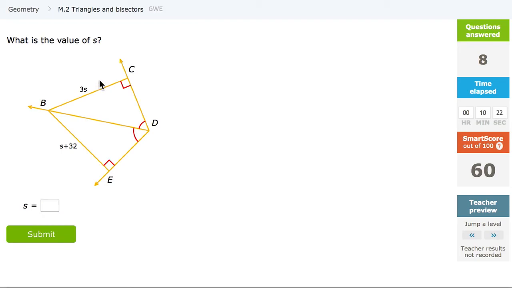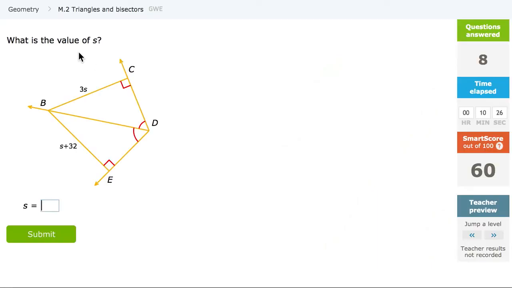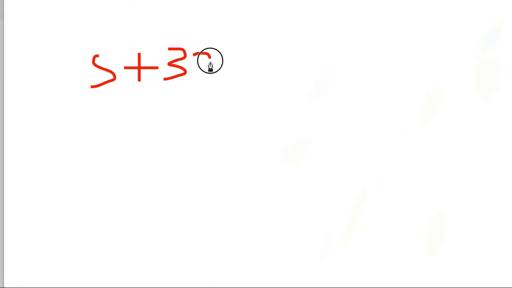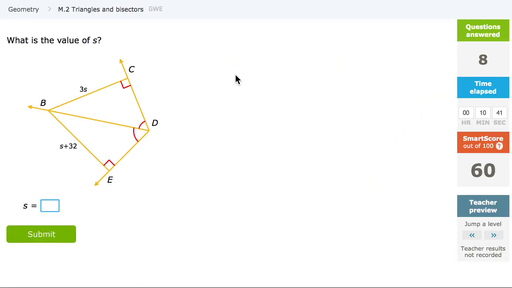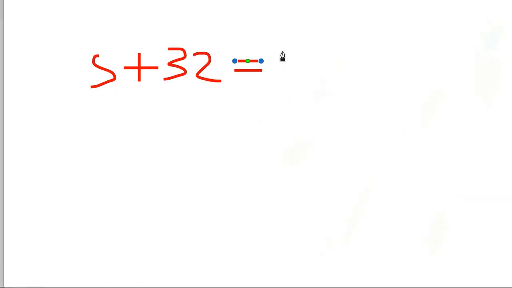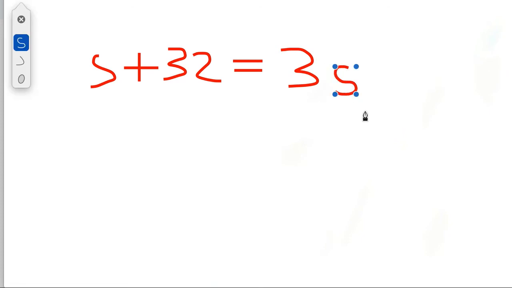Use some scratch paper to go ahead and solve this. So I will use this here. S plus 32, set that equal to, and you can always glance back, that is 3S. That is your equation. If you can create your equation, you're halfway there. Now it's just remembering your algebra skills to solve.